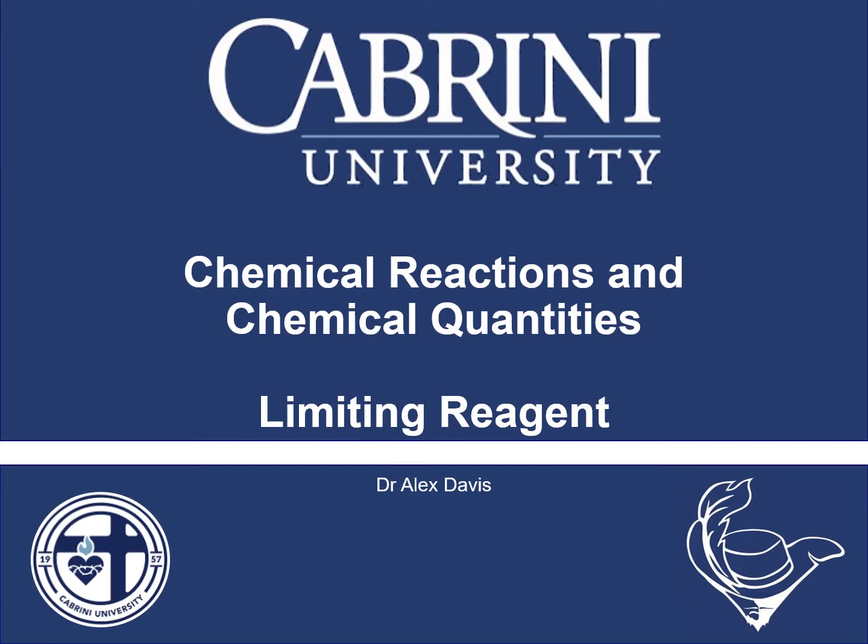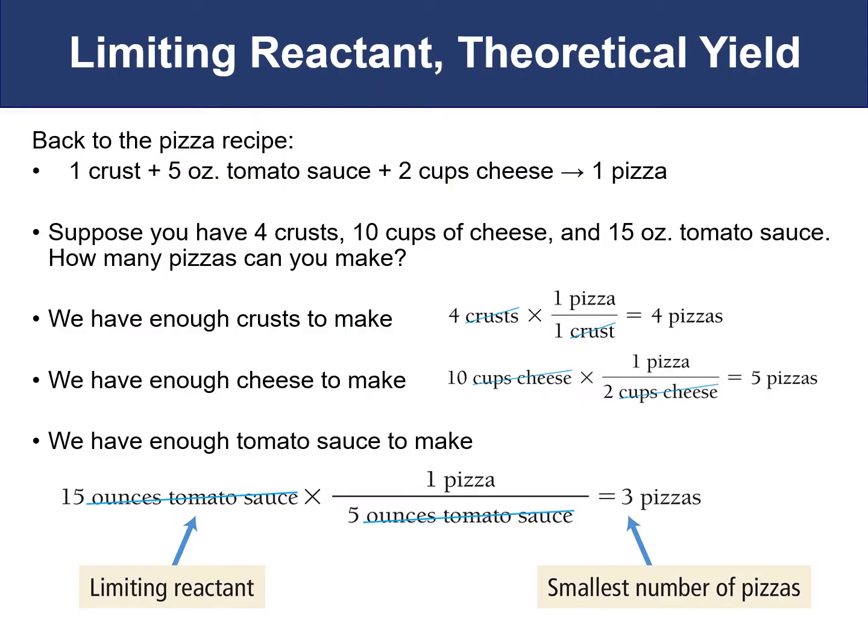In this video, we will be discussing the concept of limiting reagent, sometimes called limiting reactant. We can use the pizza analogy from our previous video to look at things like limiting reactant or reagent and theoretical yield. As a reminder, there's a very specific pizza recipe that requires 1 crust, 5 ounces of tomato sauce, and 2 cups of cheese to produce 1 pizza.